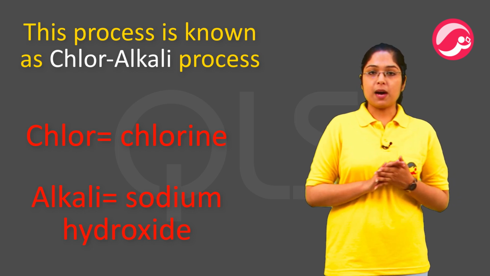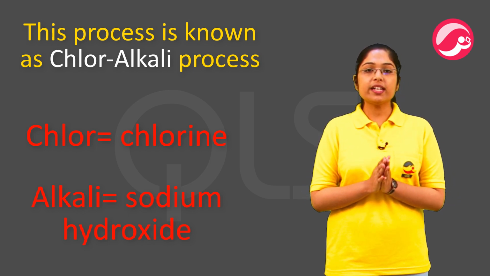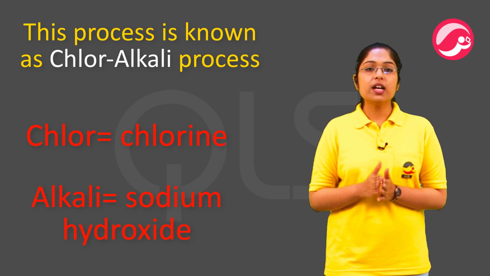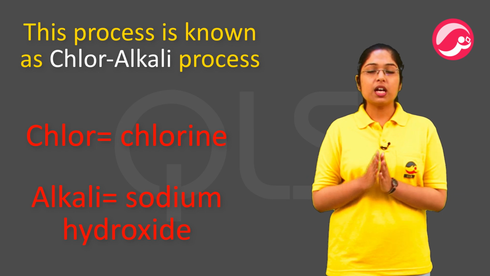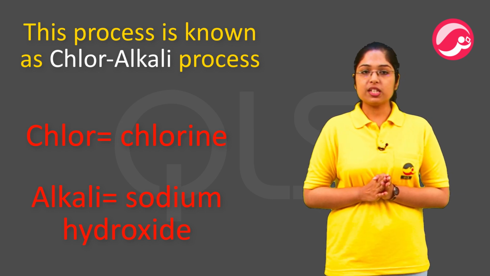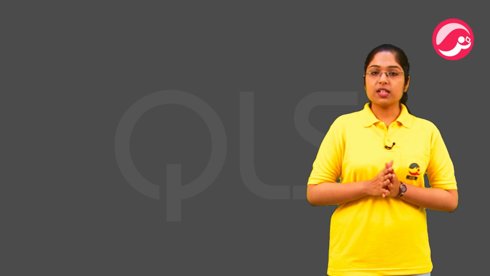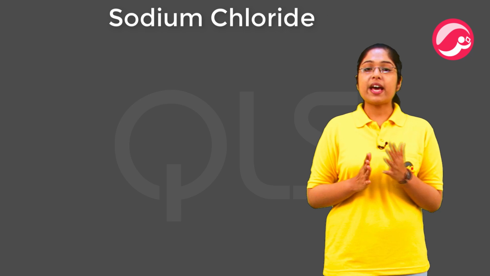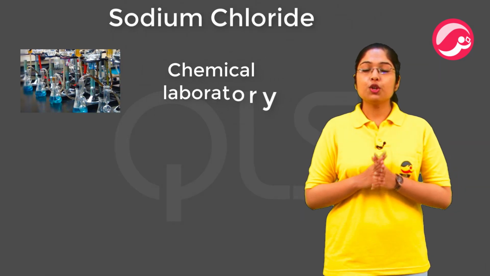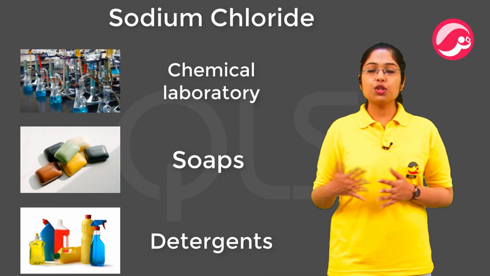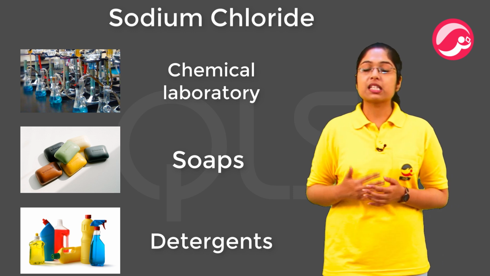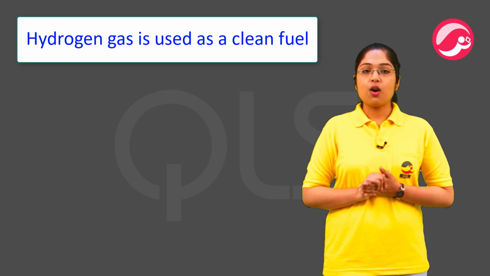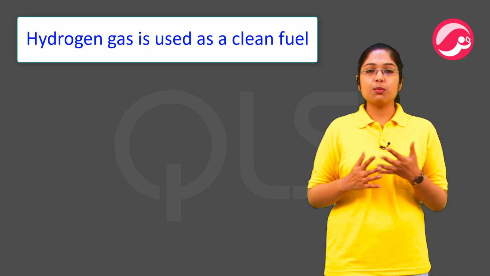ब्राइन में से जब इलेक्ट्रिसिटी पास होता है, the chlorine gas is given out at the anode. एनोड के पास क्लोरीन गैस इवॉल्व होती है, while at the cathode sodium hydroxide solution is formed along with evolution of hydrogen gas. All these three products are further utilized to make more useful products. Sodium hydroxide is used directly in chemical laboratories or used to make soaps and detergents. It is also used in oil refineries, paper and textile mills. Hydrogen gas is used as a clean fuel, also to manufacture other compounds like ammonia and acids.